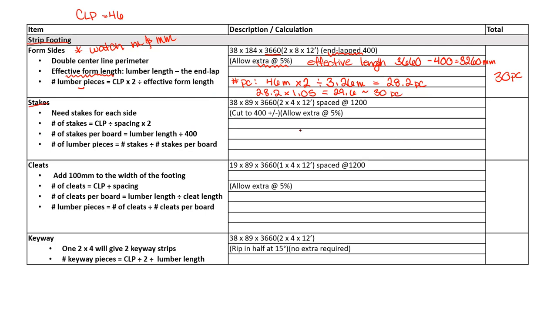Next thing, how many stakes do we need? So a few notes, reminders. We need stakes on each side. The number of stakes is my perimeter divided by how far apart the stakes are, doubled because they go on each side. So I can find the number of stakes. The number of stakes I can cut out of a board is the length of the lumber divided by 400. That 400 is because it comes from here. And the plus minus just means approximately 400. So if it was 398, it wouldn't be a big deal. And then we have to find out how many pieces of lumber it will take to get the number of stakes. So let's just start with the number of stakes.